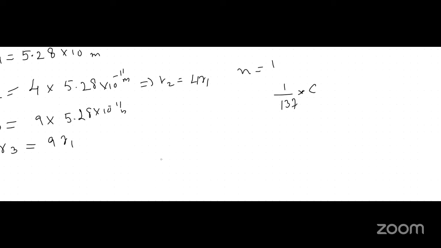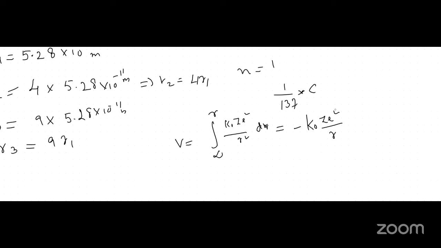So V can be written as the integral from infinite distance to a particular value of r of k naught Z e square by r square dr. If you do the integration and substitute the limits, we get this value as minus k naught Z e square by r. The potential energy is negative here because of the Coulombic force, which is attractive.